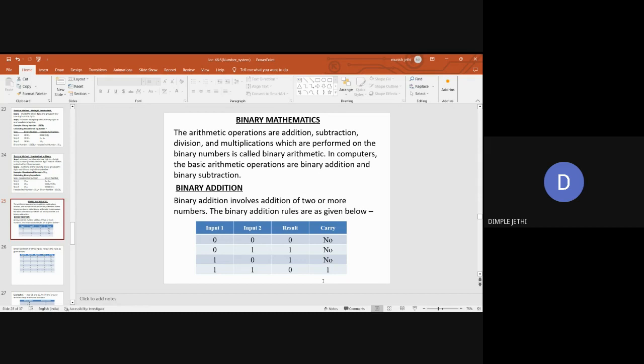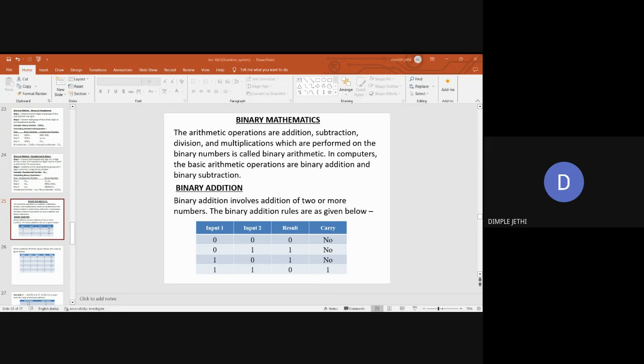Okay, next we come to some binary mathematics now. The number system conversion is over. Now I know that the computer saves all the information in binary form, 0 and 1 form. Now how will it add binary numbers, and how will it subtract binary numbers?